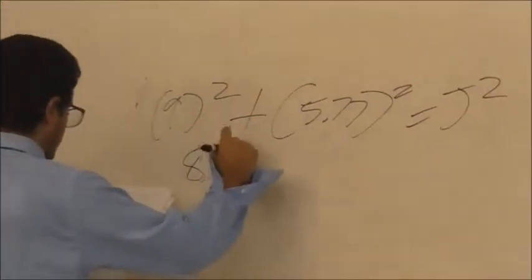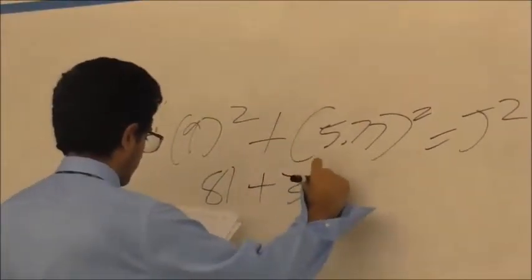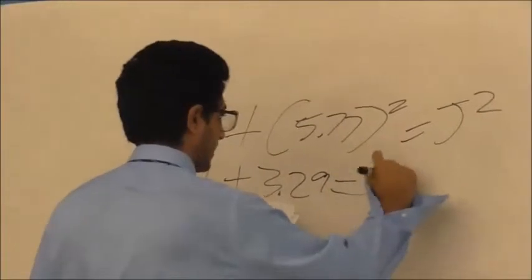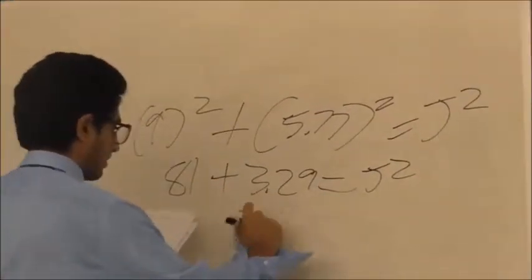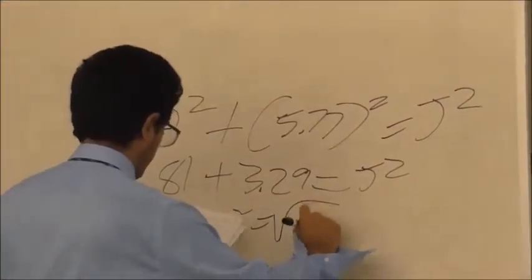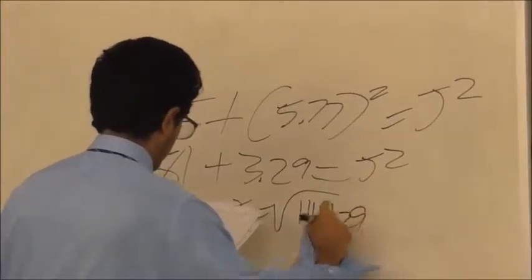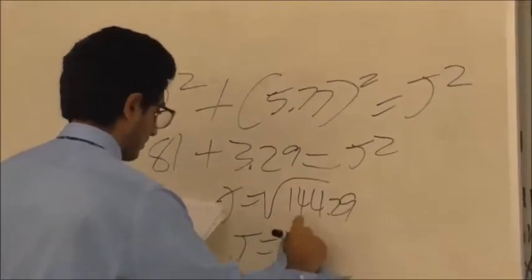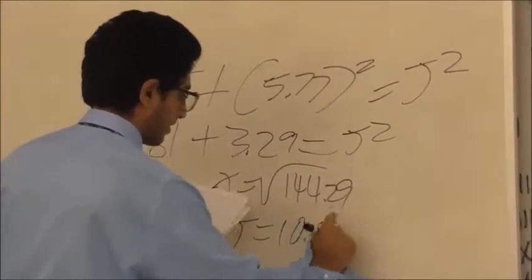So 81 plus 33.29 is equal to j squared. J is equal to the square root of 114.29, so J is equal to 10.69.